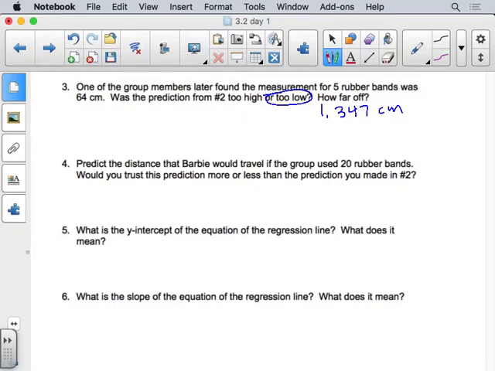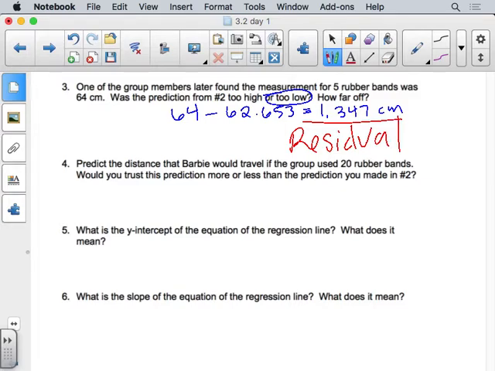You did how far were we? We're 64 minus 62.653 equals 1.347 centimeters. So our prediction was low compared to that. What this number is, the vocab word for what we just got, our prediction and our actual were different. There's a distance between our predicted and our actual. What this value is called is a residual. This is an important term for the unit, something called a residual.